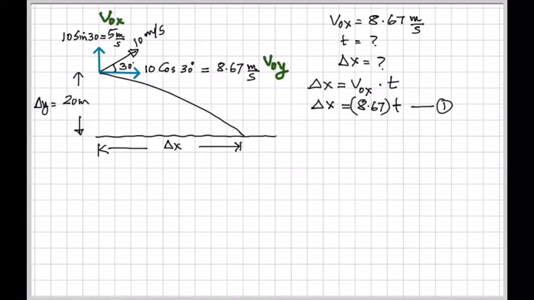And then we go on to the vertical quantities. Okay, what are the vertical quantities we know about? VOY. Oh, you see, that's because I labeled them wrong. That's why I was making a mistake. Labeled them wrong. All right. So VOY is 5 meters per second. Plus 5 or minus 5? Plus 5. Why? Because it's up.